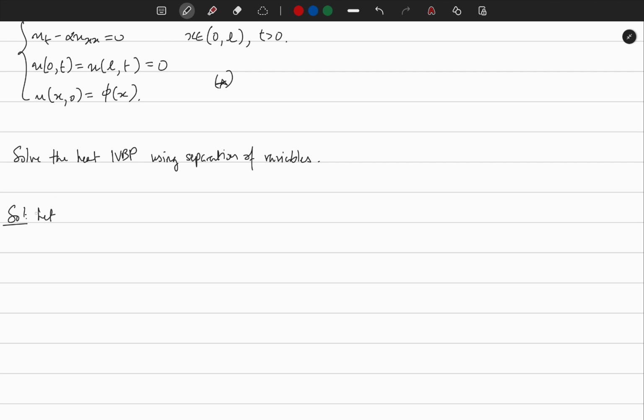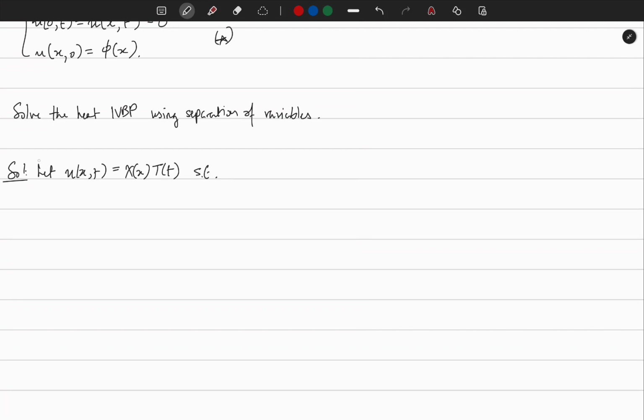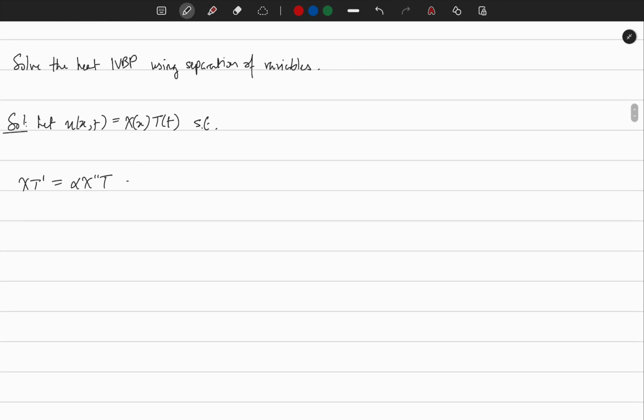So let's go ahead and do that. We'll let u(x,t) be equal to X(x) times T(t), such that for the PDE, u_t, if we differentiate u(x,t) with respect to t, we get X T prime, and that is equal to alpha times the second derivative with respect to x, which gives alpha X double prime T. Now, if we divide both sides by a factor of alpha X T, we'll get on the left X double prime over X, and on the right T prime over T.